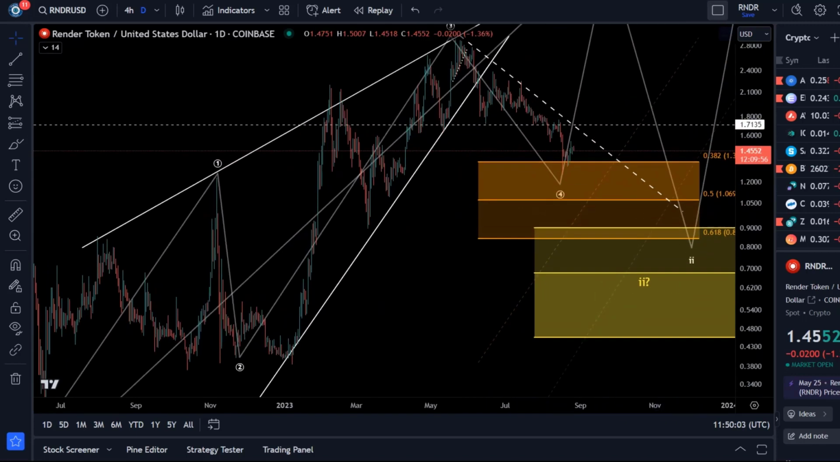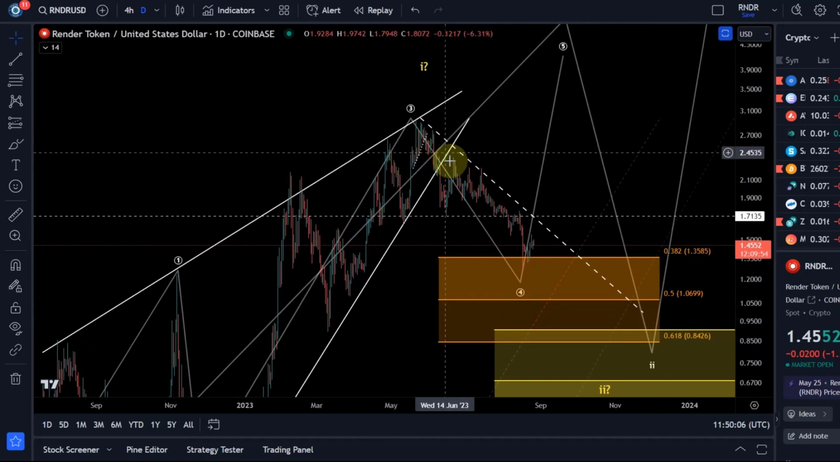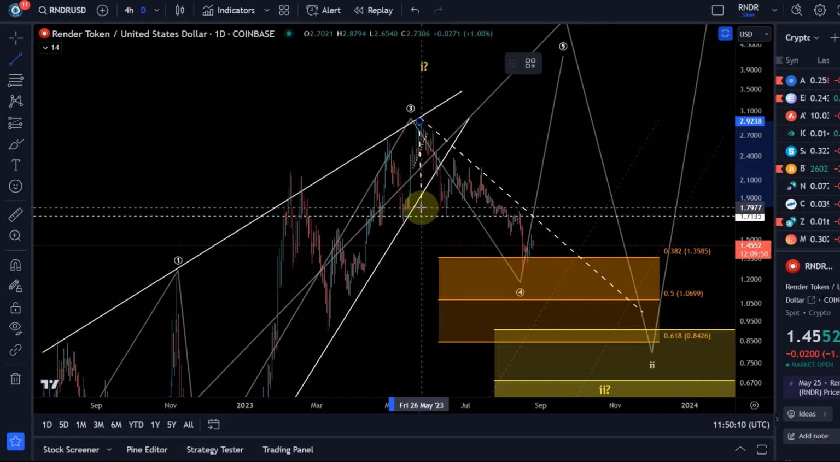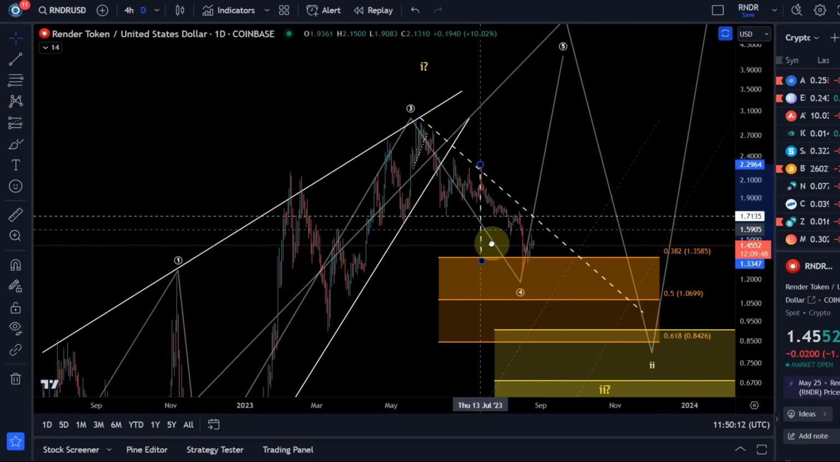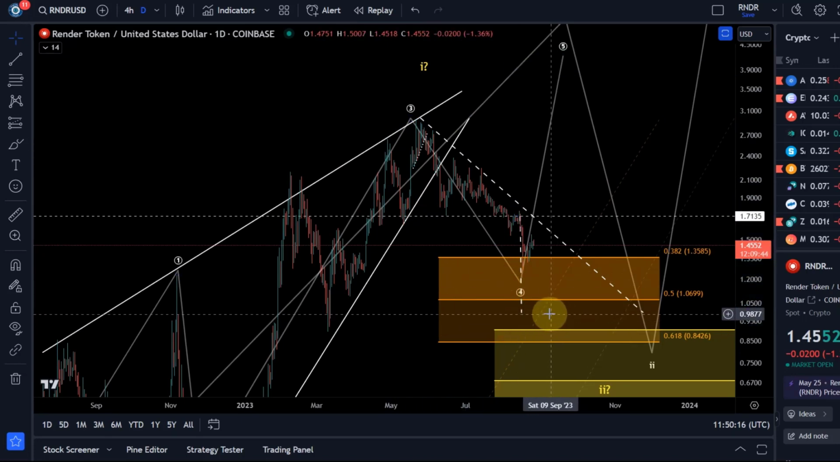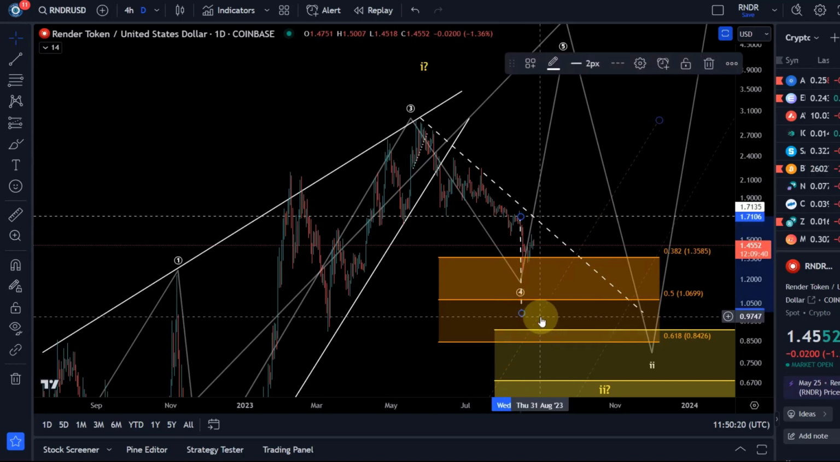We also identified at the time a head and shoulders pattern on the chart. And if we just add the target for the head and shoulders now to the chart from the breakout point, it would take us down to around about $1. Honestly, I think the $1 level would be a really, really good target now.